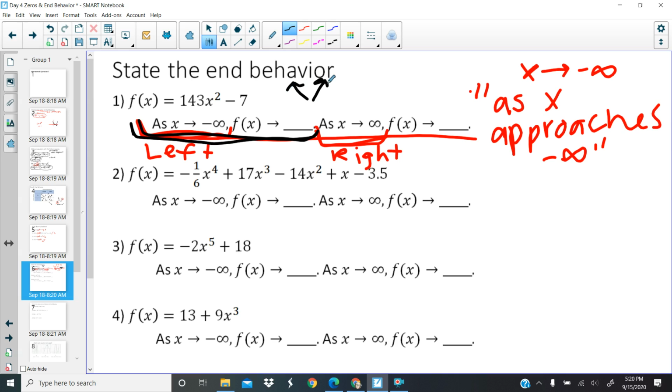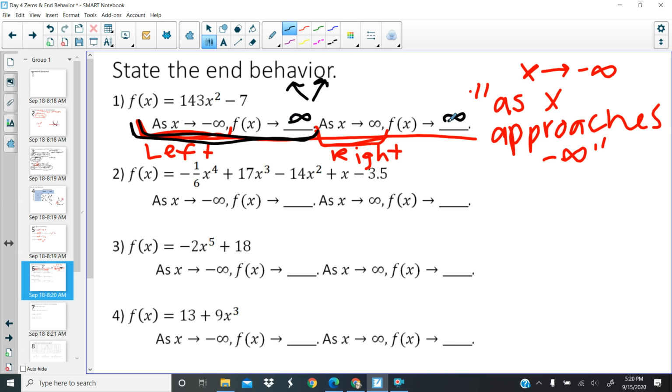So if it's up, up, then as x is approaching negative infinity, f of x, or y, is just getting bigger and bigger. So if it's getting bigger and bigger, then what it's going to be doing is approaching positive infinity. And so then for the second part, that's the right-hand side. That's going to be whatever your second arrow is. So as x approaches infinity, f of x, or y, is also getting bigger and bigger. So then that is also approaching positive infinity.